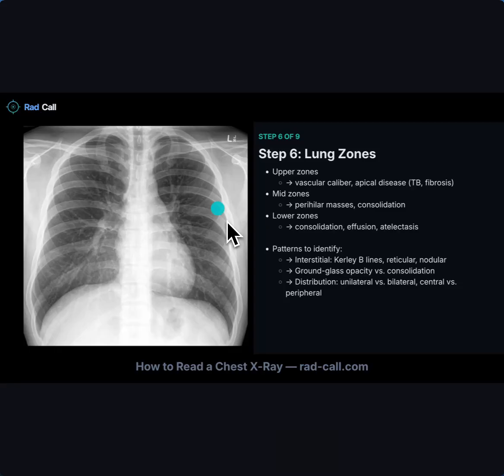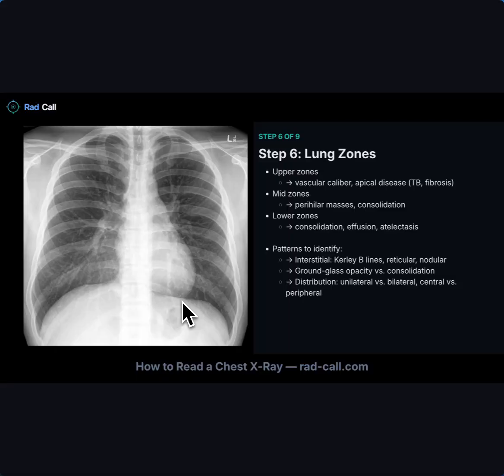Next, you'll look at the lung zones. So I start in the upper zones. I'm looking at vascular caliber, any apical disease, TB, fibrosis, apical pleural scarring. Next, I'll look at the mid zones for perihilar masses, things that are obscuring the hilum, any consolidation. And then finally, in the lower lobes for, again, consolidations, effusions, or atelectasis.